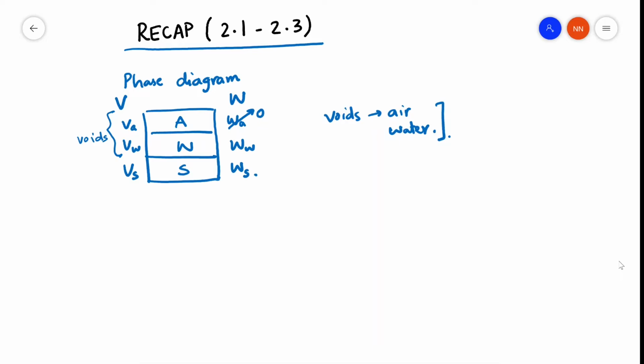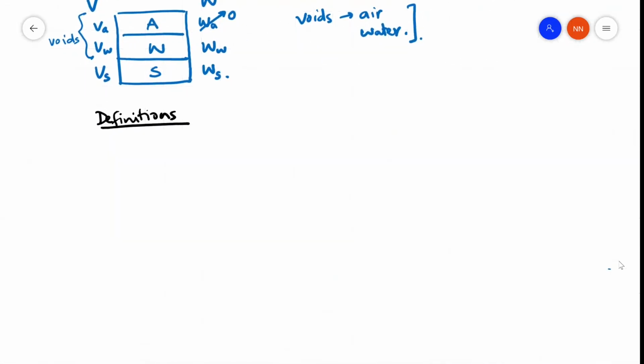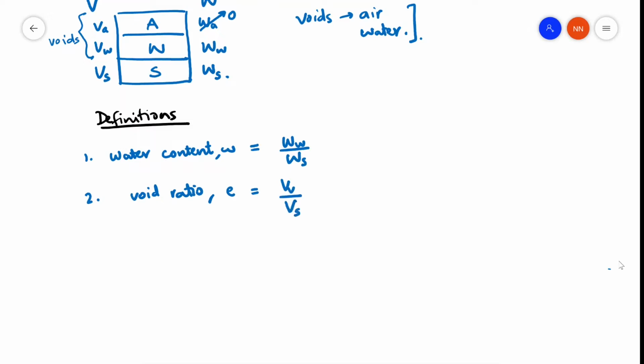Now we look at some important basic definitions of soil parameters. The first one is water content, which is represented by a small w, and this is equal to the weight of water over the weight of solids. Second, void ratio, which is represented by e, and that's equal to volume of voids over volume of solids.